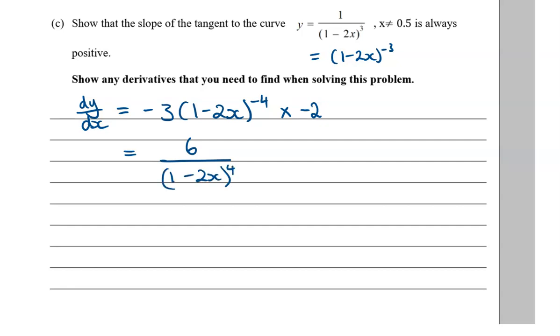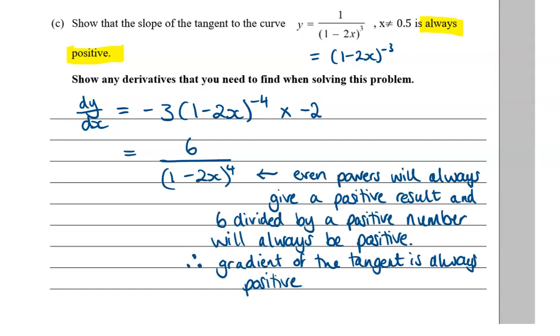And then you need to put some explanation about how that's always positive. So we have that 1 minus 2x to the power of 4 at the bottom. Now because it's to the power of 4, that will always be positive. Even powers will always give you a positive result. Therefore that gradient will always be positive.